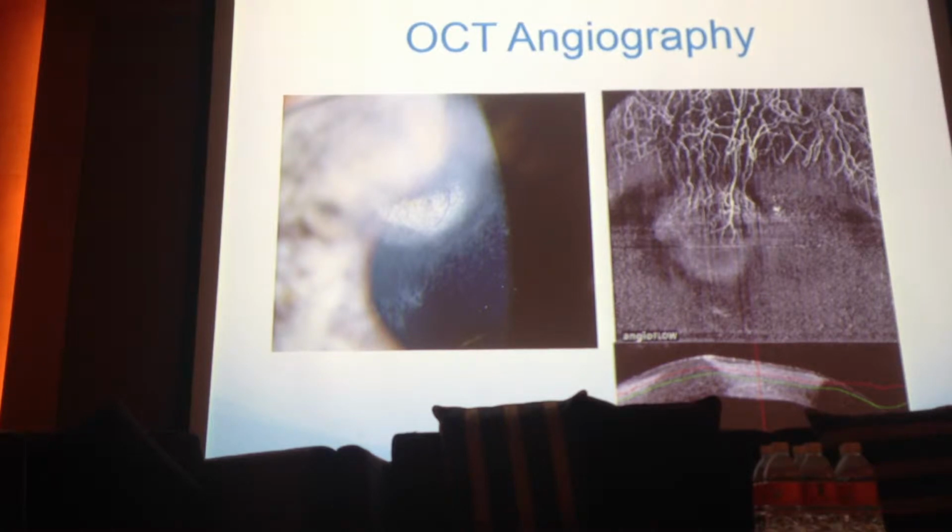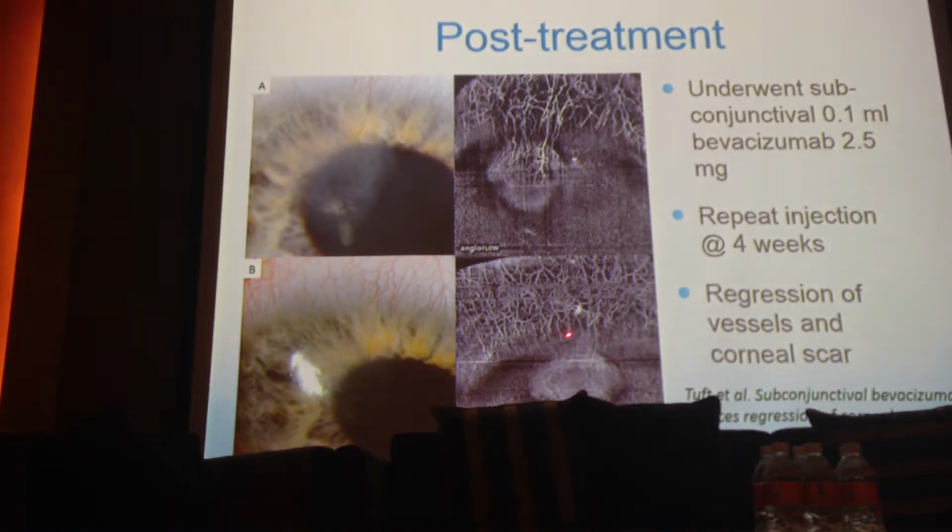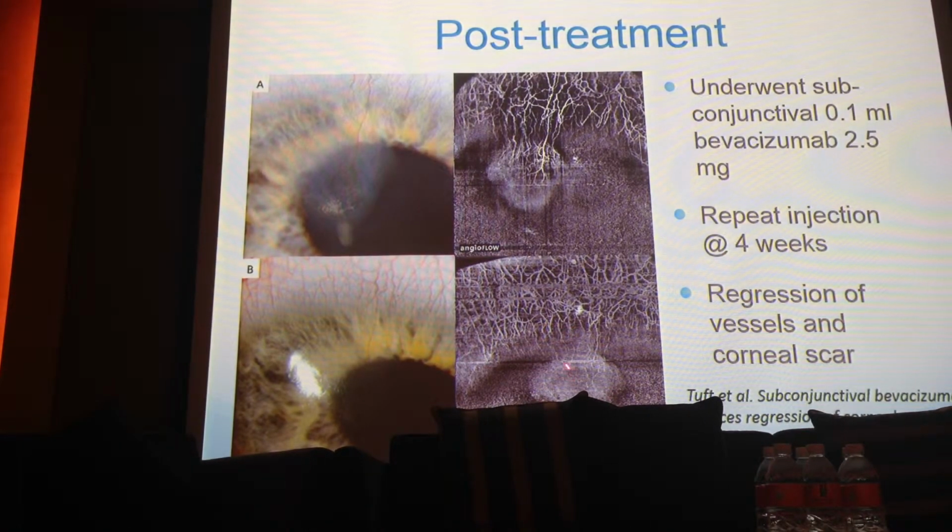So she was quite keen for treatment as she was suffering from glare. We treated her with the protocol that's been described, 3 separate injections of subconjunctival Avastin, 4 weeks apart. And you can see this is about just 4 weeks after 2 injections, and she wasn't very keen for the 3rd. So we actually noticed quite a big regression in the glare as well as the size of the scar.